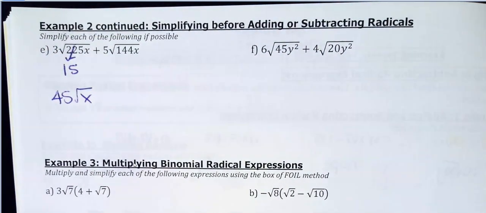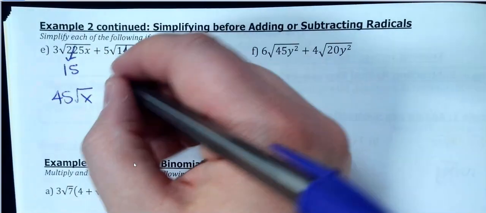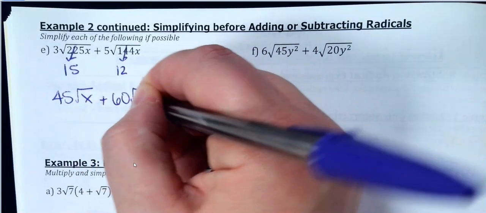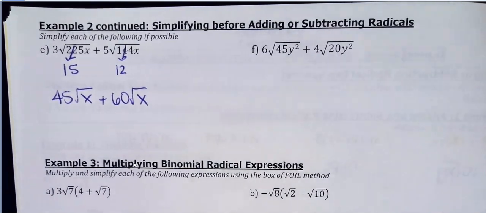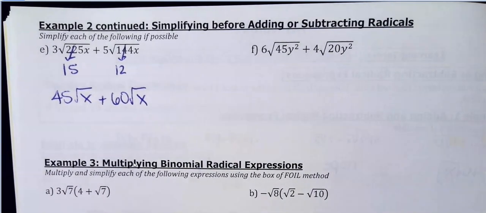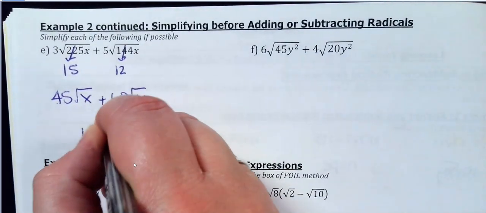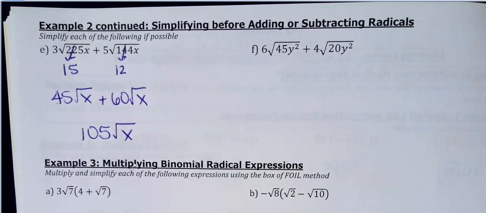All right, and then hopefully you guys know 144 will come out as a 12. That's a perfect square. 5 already in front. 5 times 12 is 60. Now again, these are like radicals, both of them times the square root of x, but you do not change it, it doesn't become 2x, it doesn't become x squared. You literally just add the numbers in front. So 45 and 60 would be 105, and then you just copy that square root of x. That does not change when you're adding or subtracting.